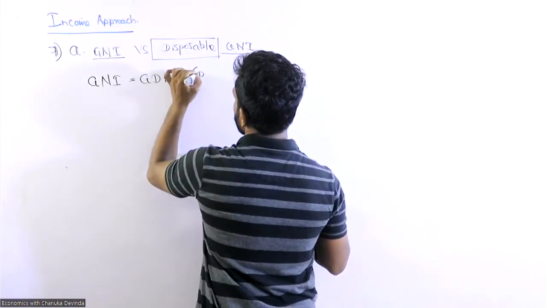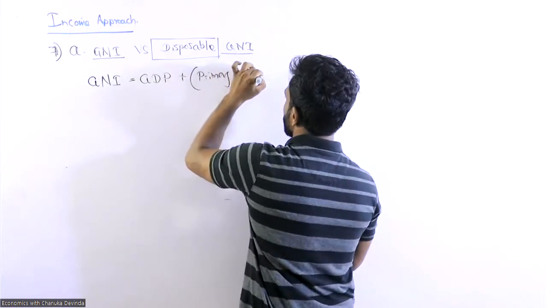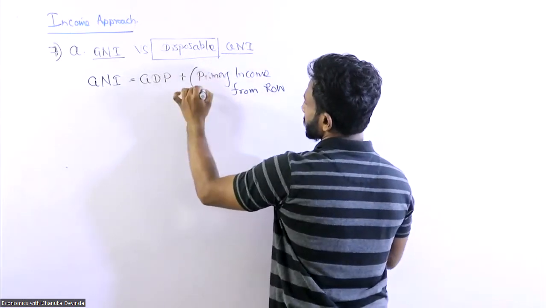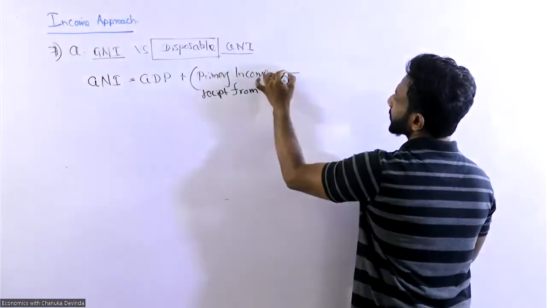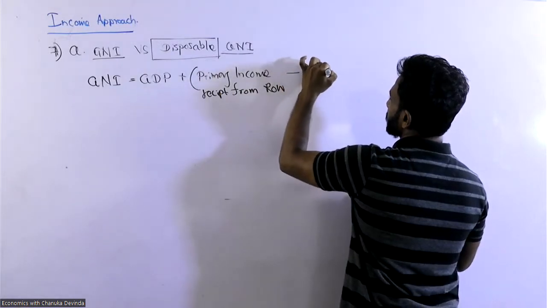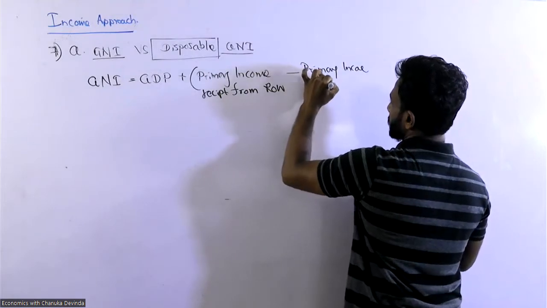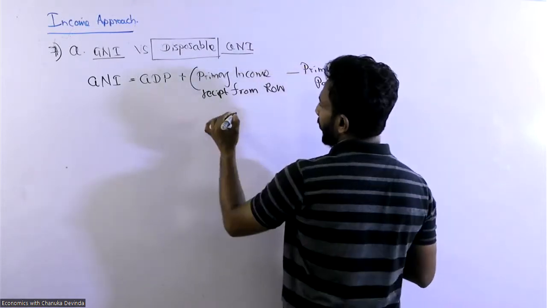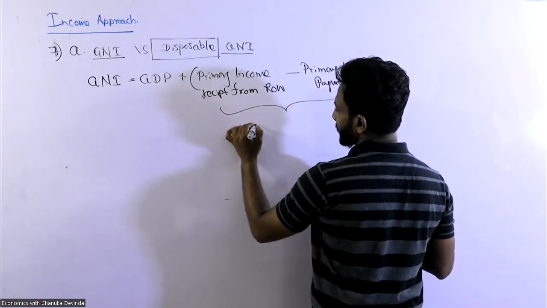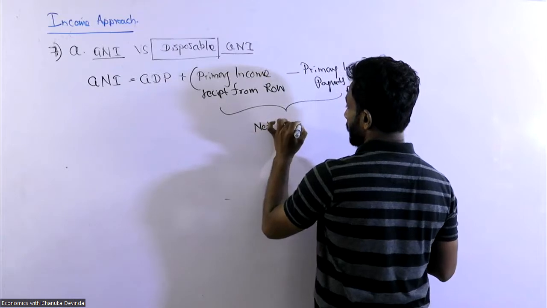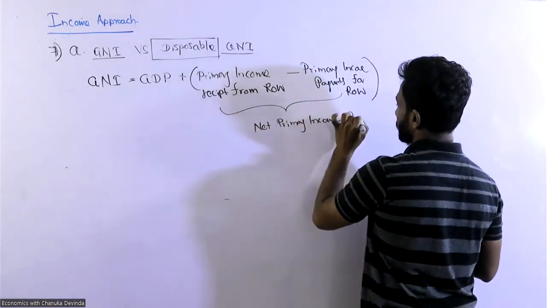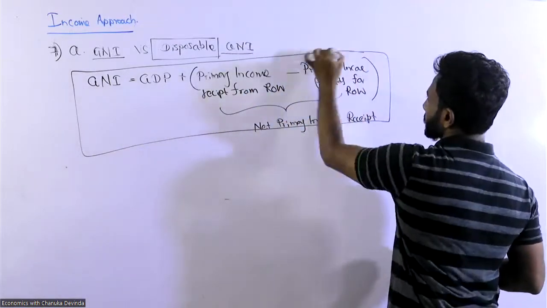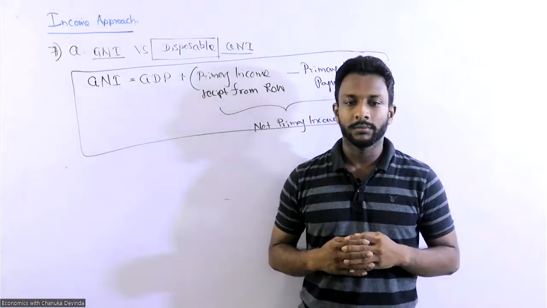So plus primary income receipt from rest of world minus primary income payment for rest of world, or else we can identify this as one: it is net primary income receipt, right? So this is the thing that you need to put in the first box. Write down quickly.